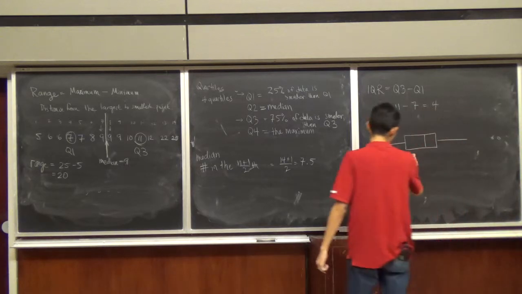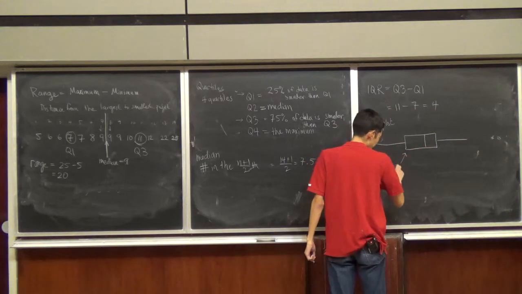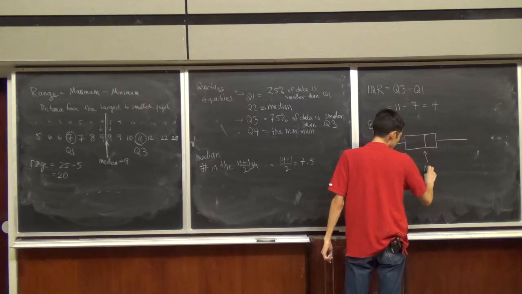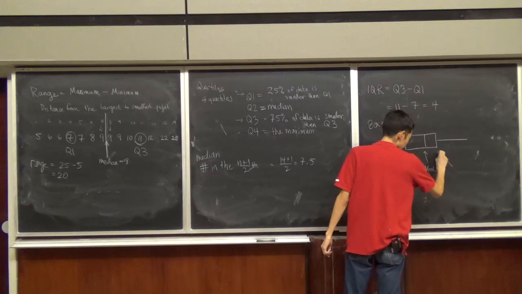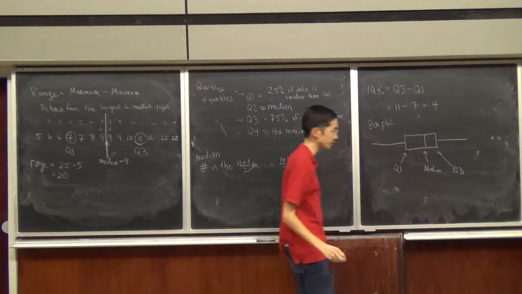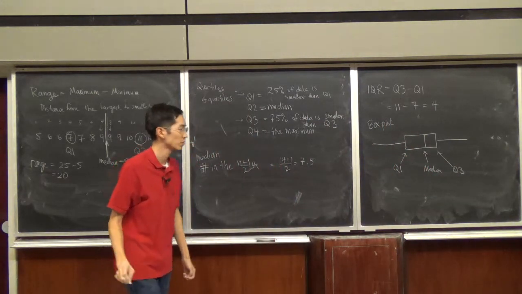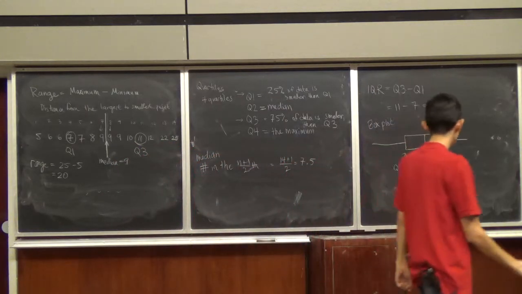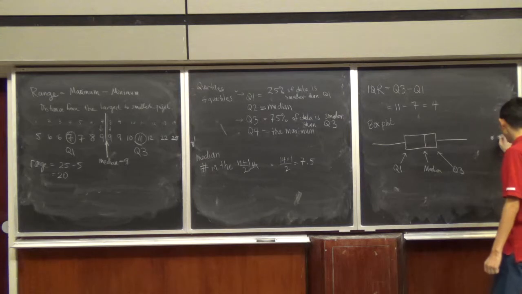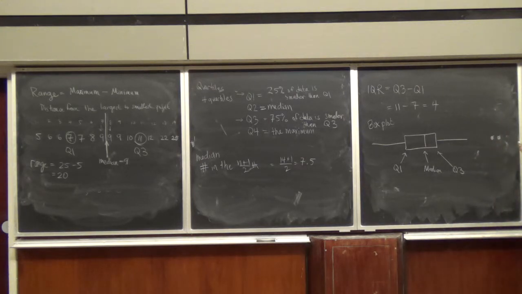The box is defined by Q1, Q2, or the median, and Q3. If you see circles, or stars, sometimes they're stars, but if you see circles, that means these data points are part of the data, but they are considered outliers. Okay? So this is still part of the data, but they are considered outliers.